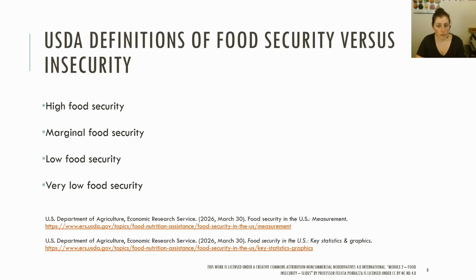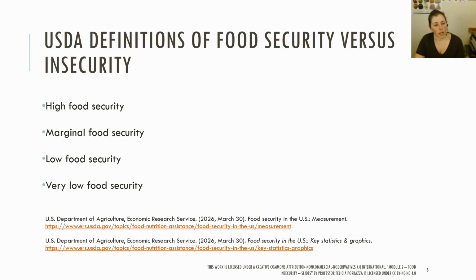Low food security, which is when households reduce the quality, variety, and desirability of their diets, but the quantity of food intake and normal eating patterns were not substantially disrupted. There is little or no indication of reduced food intake. Very low food security, which is when at times during the year, eating patterns of one or more household members were disrupted and food intake was reduced because the household lacked money and other resources for food.